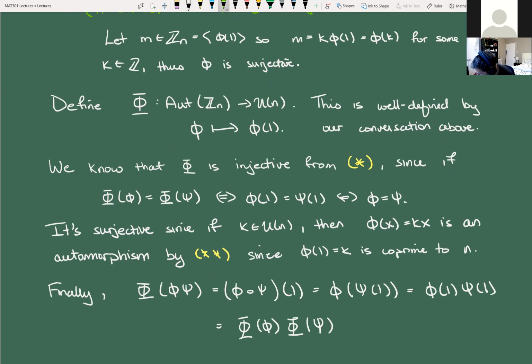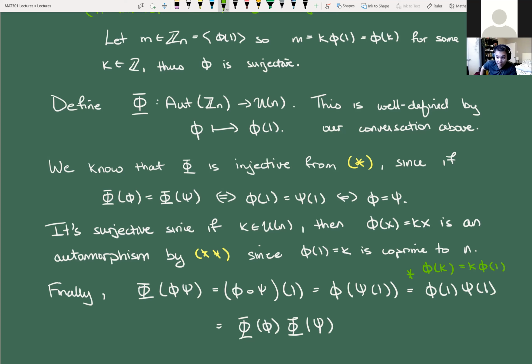Okay. So this line right here, I claim that, yes, this is true, and it's obviously true, but you're going to have to stare at it and think about it for a second. In green, I've written that phi of k is equal to k times phi of 1.